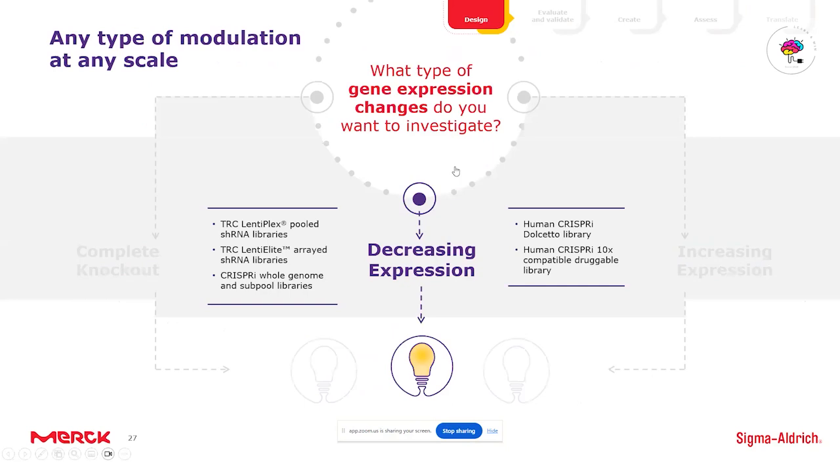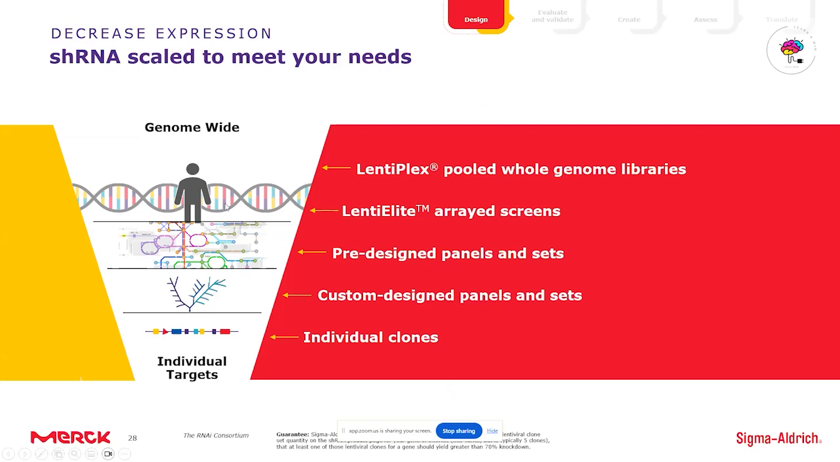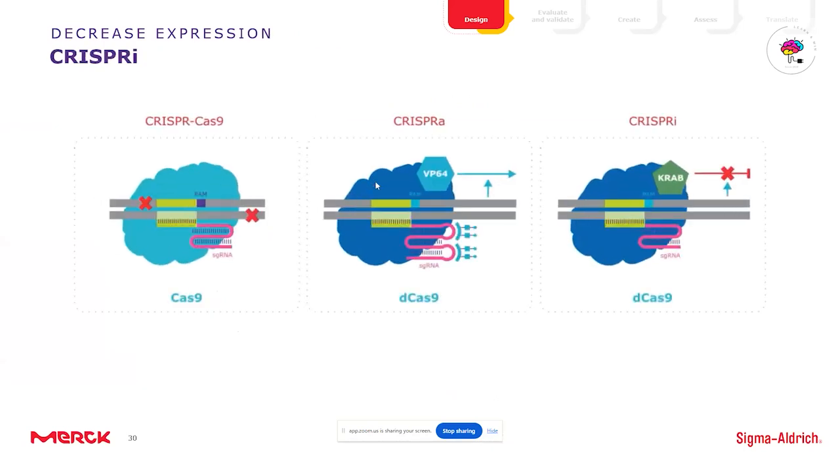If you are looking at decreasing your expression also, we have several products that can support you with that. So TRC, lentiplex, pooled shRNA libraries, CRISPR-I whole genome, and sub-pooled libraries, etc. And here, as you can see, if you're looking at the whole genome, we have the lentiplex pooled whole genome libraries. If you are looking at a specific pathway, we have the lenti-elite arrayed screens. If you are looking at gene families, pre-designed panels and sets, and so on and so forth, until we go down into individual clones. And I'm watching the time so I do not go over time.